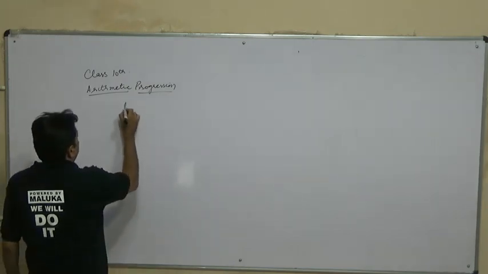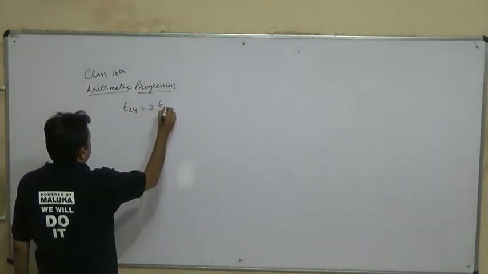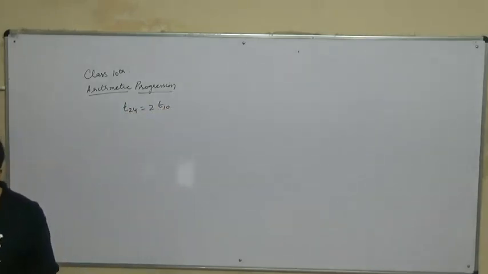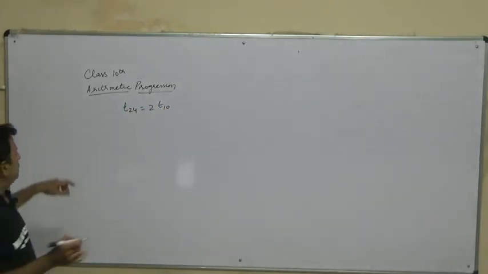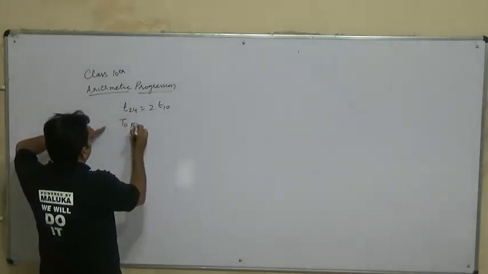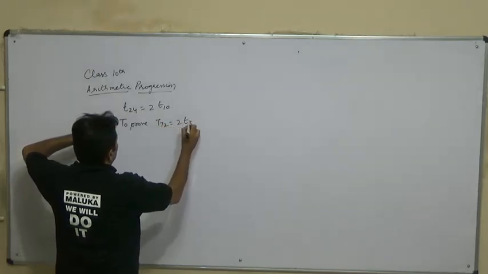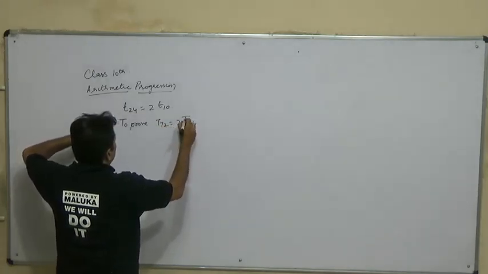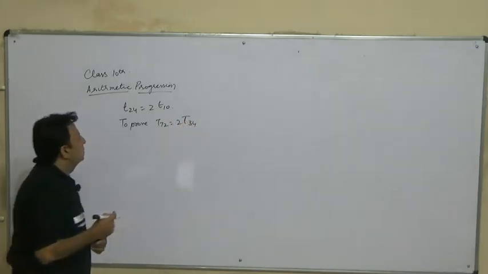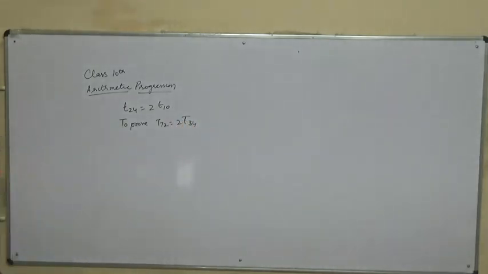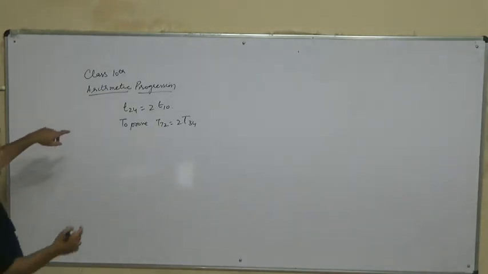from the exercise. So first question is, we are given that in a certain AP the 24th term is twice the 10th term. So we are given in an AP the 24th term is twice the 10th term, and what we have to prove? We have to prove the 72nd term is twice the 24th term. So what we are given and what we have to prove, we will make both things possible. So first we are given this.